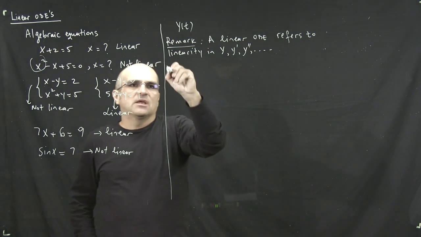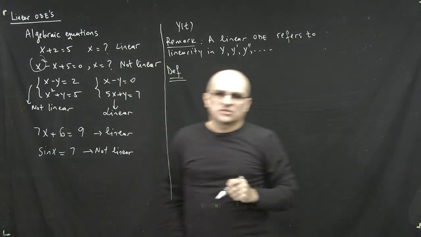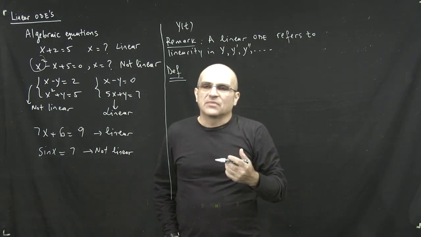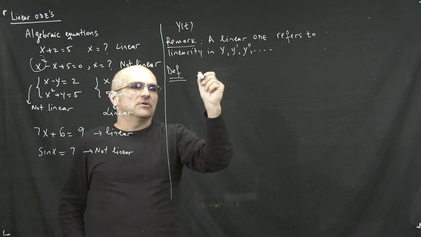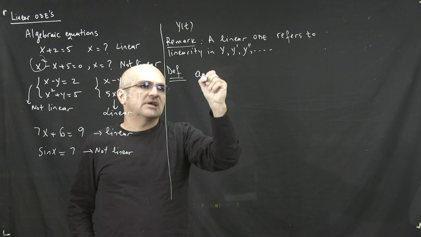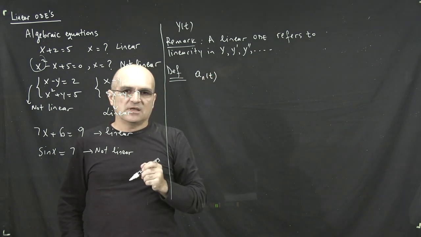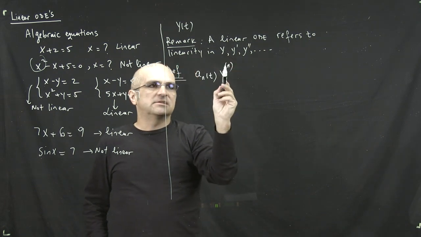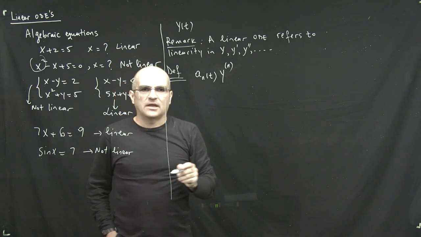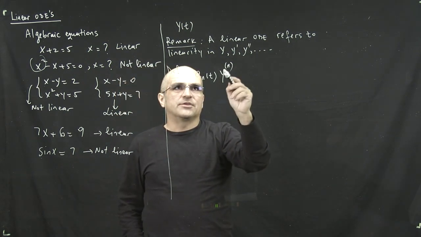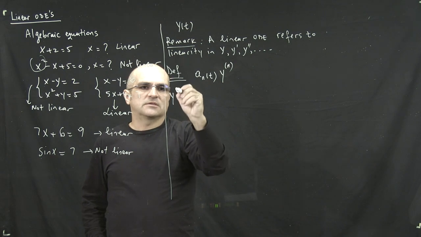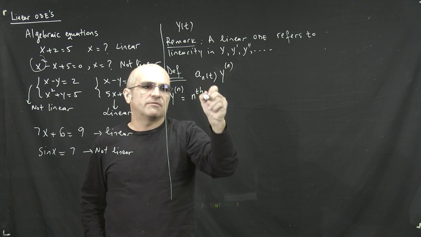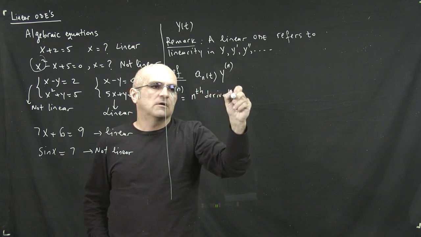So as a definition, the general form of a linear ODE of order n looks like this. A linear combination in the derivatives. So let's say a_n of t, which is basically a function of t, times the nth derivative of y. This is a symbolic power, right? This isn't y to the power n. This is a shortcut notation for the nth derivative. So let's write here that y^(n) in the parentheses means the nth derivative of y.